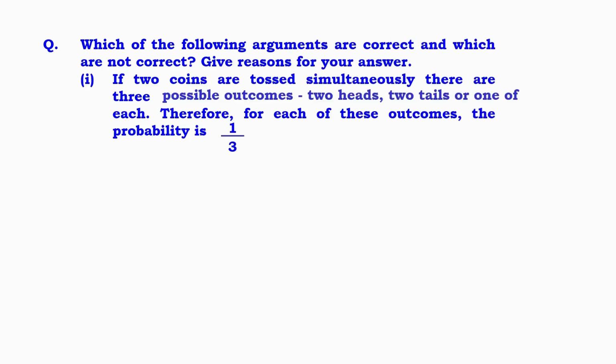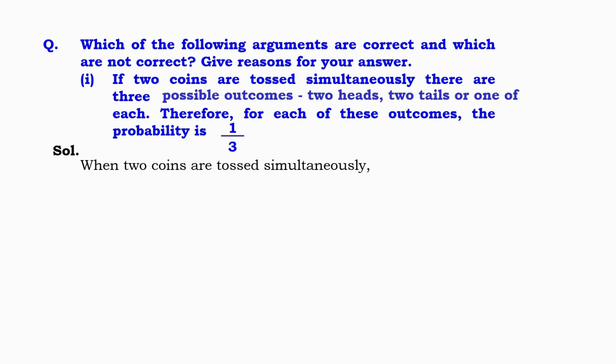Now next question. Which of the following arguments are correct and which are not correct? Give reasons for your answer. Part 1: if two coins are tossed simultaneously, there are three possible outcomes: two heads, two tails, or one of each. Therefore, for each of these outcomes, the probability is 1 by 3. So we have to check whether the given statement is correct or not.